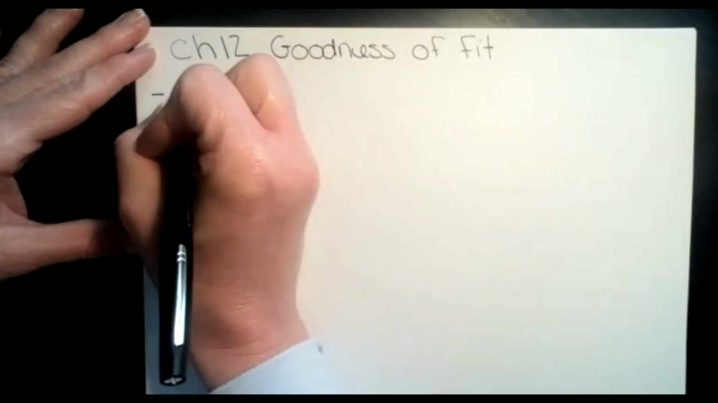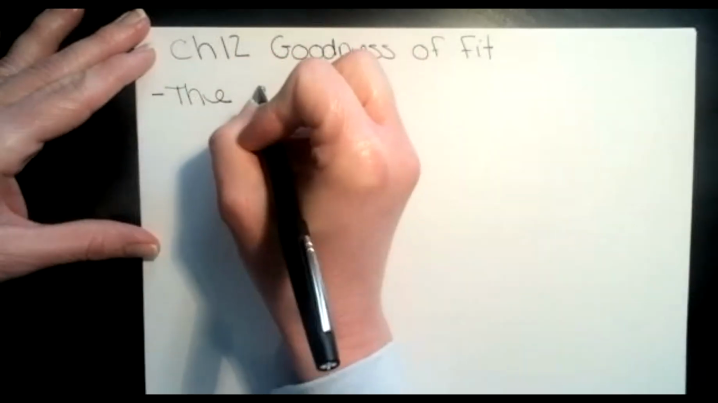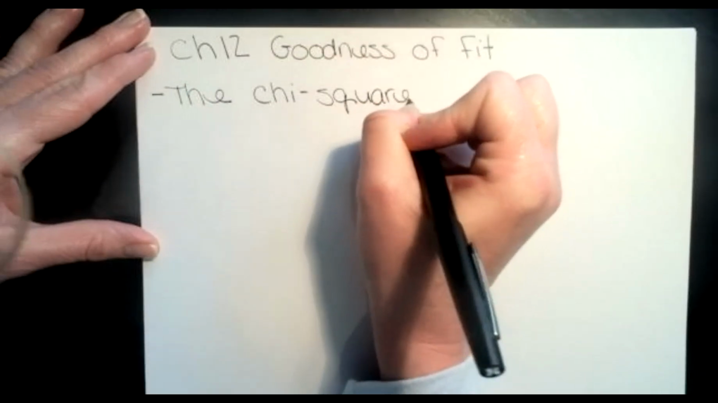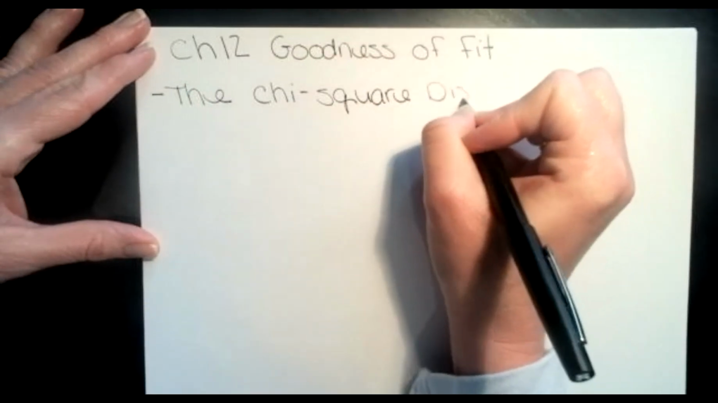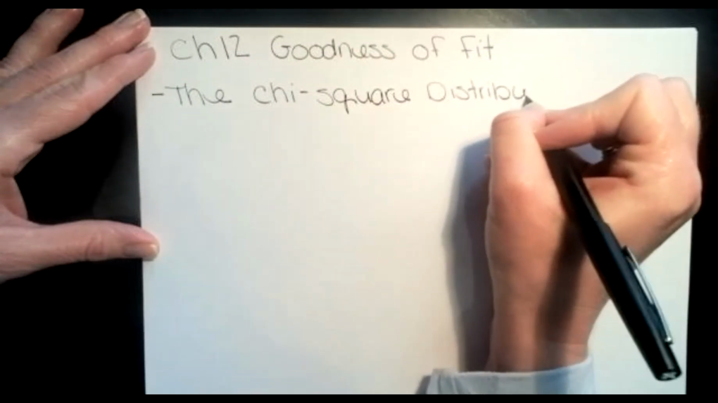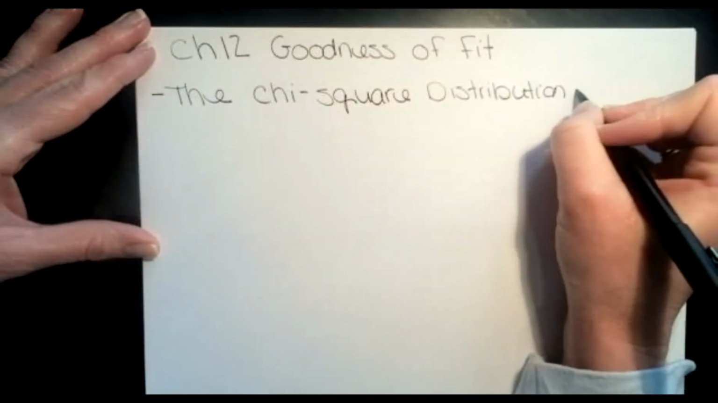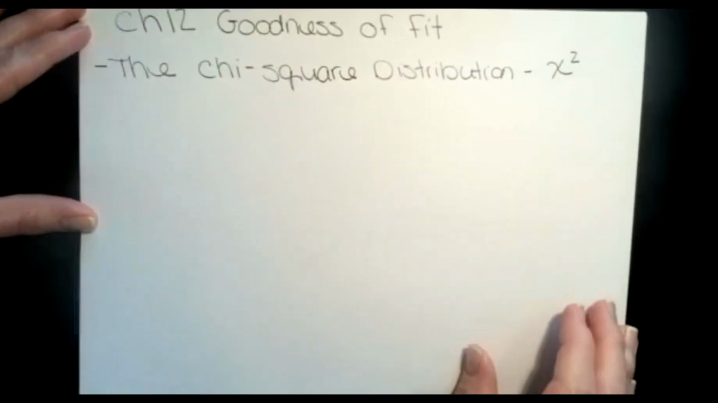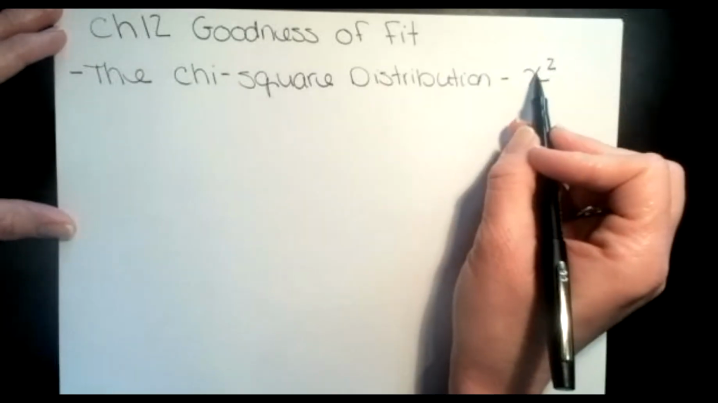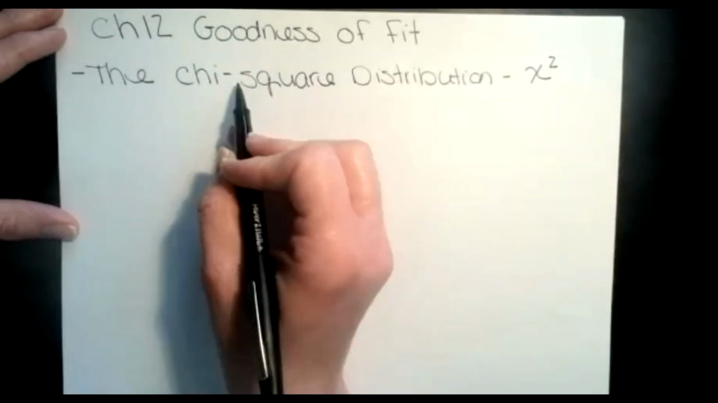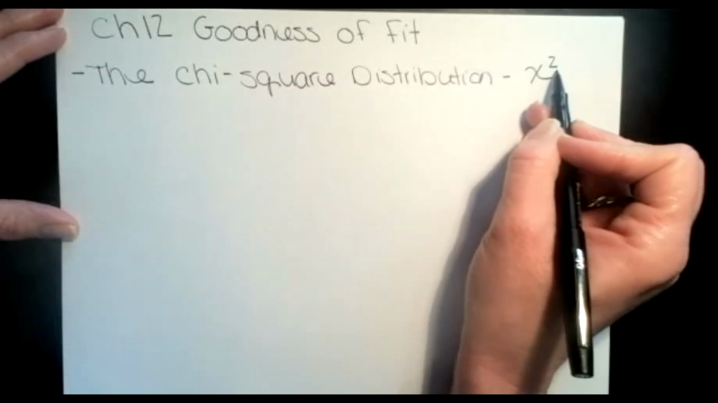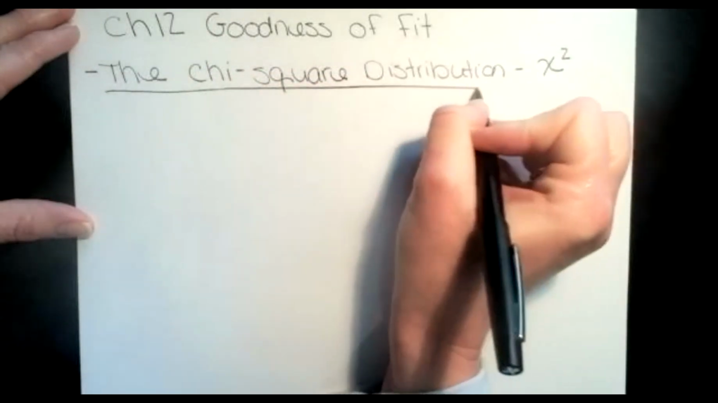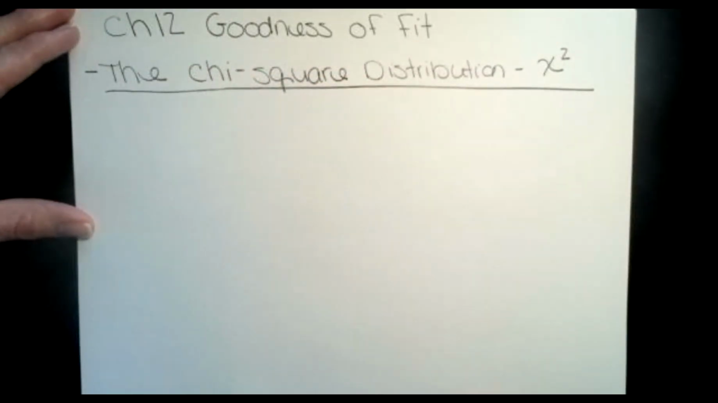So the distribution is called the chi-square distribution. And of course, it's a Greek letter, and it kind of looks like x squared here, but it's kind of curved, and it's really a Greek letter, chi. So it's chi squared because it's squared. And this is the distribution we're going to talk about for the next couple lectures.